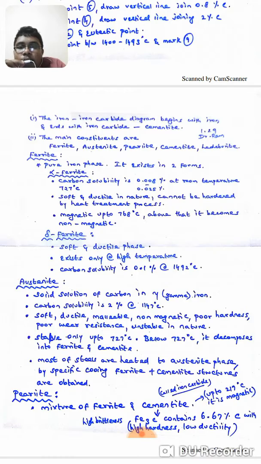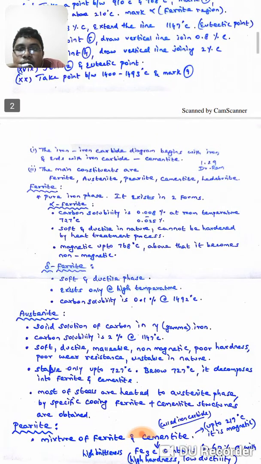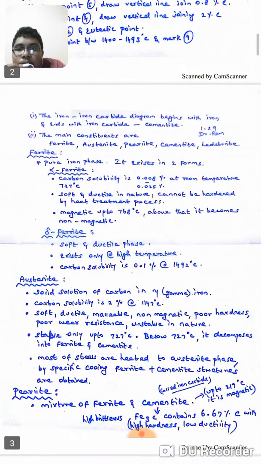And again, coming to delta ferrite, in this phase it is soft and ductile. It exists only at high temperature, so it cannot exist at room temperature. Carbon solubility is 0.1% at 1492 degrees centigrade. This is the ferrite state in the iron carbon diagram.